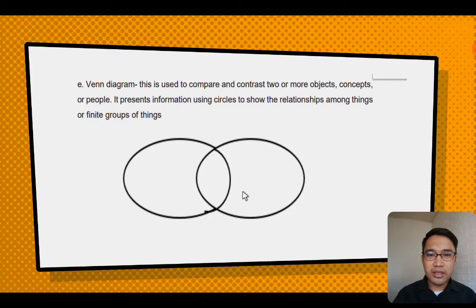And in the middle, what do we write? The similarities. We compare the two things that we are comparing and contrasting. Again, on the sides, we write the differences. In the middle, we write their similarity. In your activity, you'll have something like this. You will make your own Venn diagram, differentiating and comparing two things.